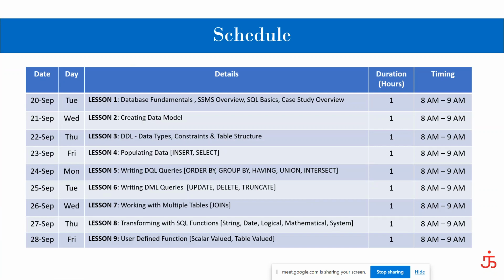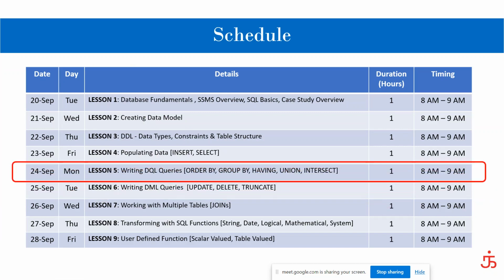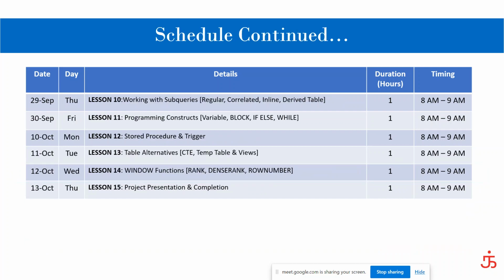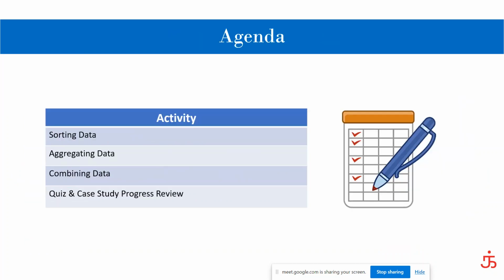and where are we? We are here. So we are going to look into order by, group by, having, union, intersect, and so on. These are the three areas that we are going to see today.